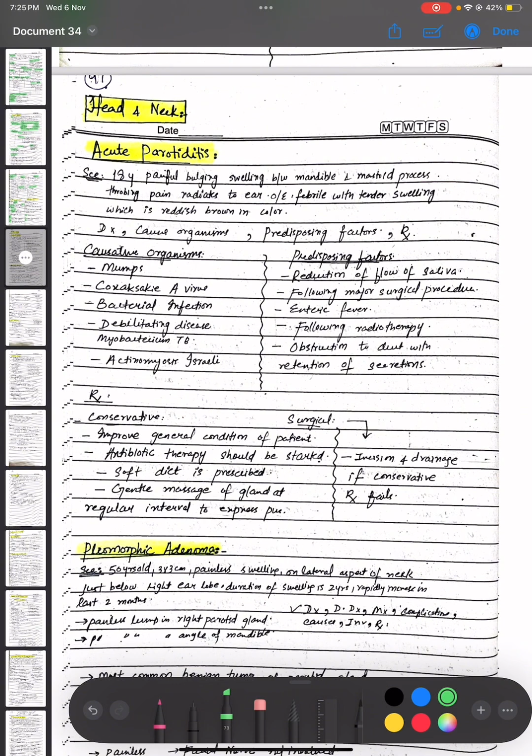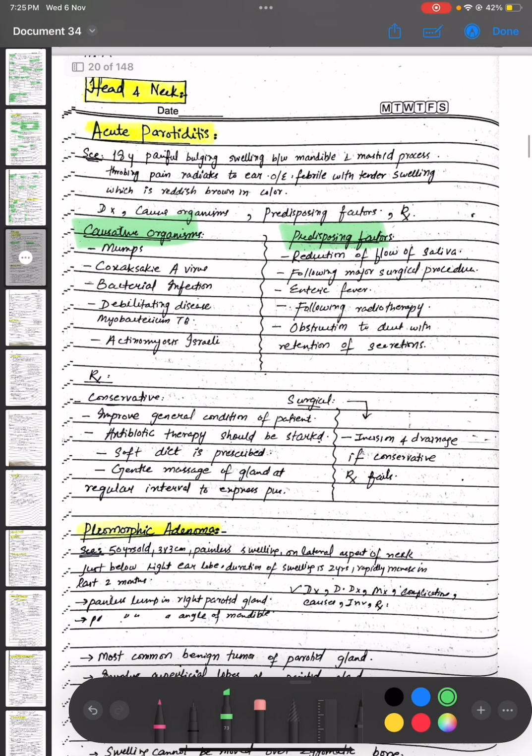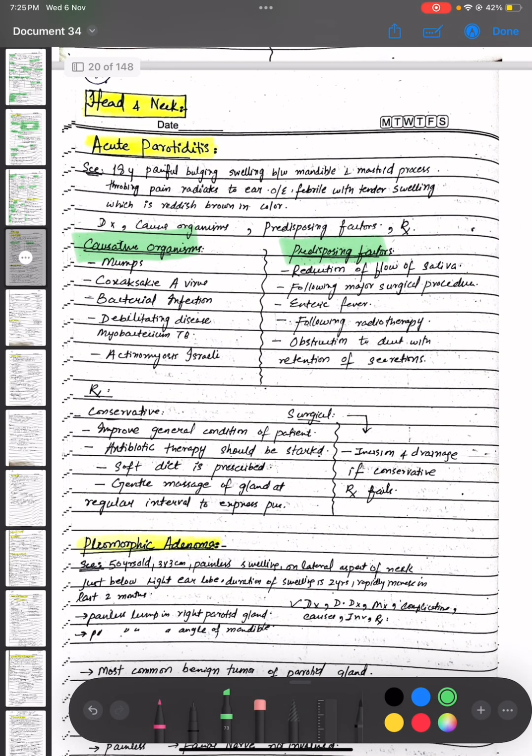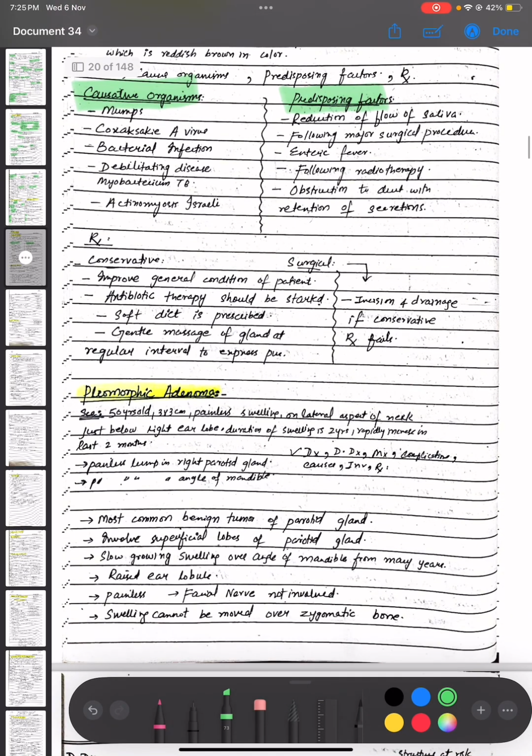The causative factors of acute parotitis are mumps, Coxsackie virus, bacterial infection, debilitating disease, Mycobacterium tuberculosis, and actinomyces. While the predisposing factors are reduction of flow of saliva following major surgical procedures, enteric fever, following radiotherapy, obstruction to duct with retention of secretions. These are the causative organisms and the predisposing factors of the acute parotitis. Now, what are the treatment options? We are having conservative treatment and surgical treatment.